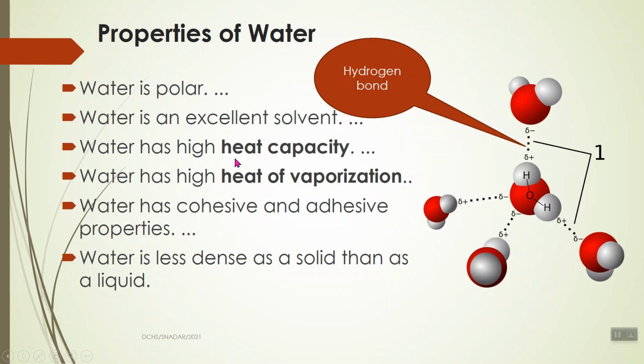Another property of water is the high heat capacity. That means you have to give a large amount of heat to change the temperature of the water. That's why our body temperature doesn't change that quickly, because our body is filled with water. In the same way, animals in large water bodies are protected because of this property as well.